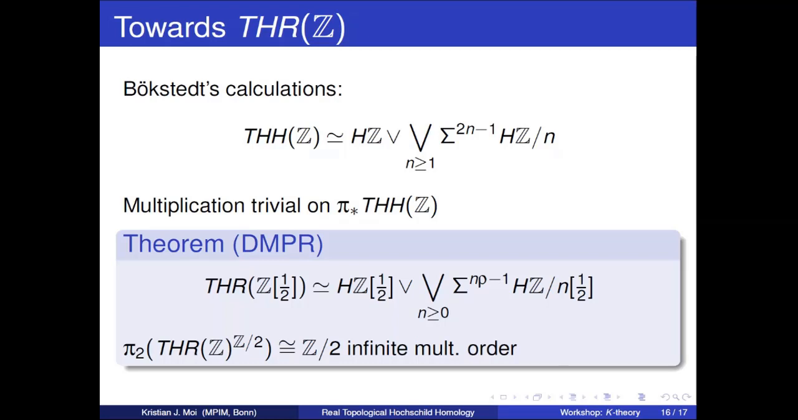So you take the fixed points and you take its pi 2. This thing is going to be a ring. That follows because Z is a commutative ring, then THR is also a ring. And first of all, this is isomorphic to Z mod 2, and it's not going to be visible in this calculation. And as I said, it's a ring, and it turns out that this element in the fixed points has infinite multiplicative order. So the fixed points of THR of Z behave quite differently from these. At least the homotopy ring is very different. Here, all the multiplications are 0, and here we have an element of infinite order.